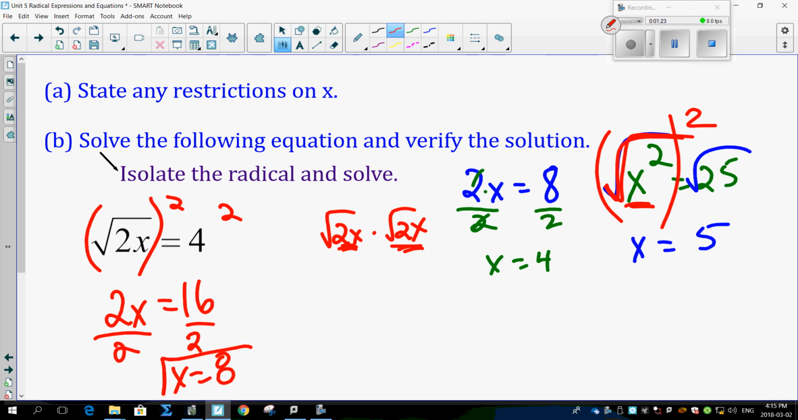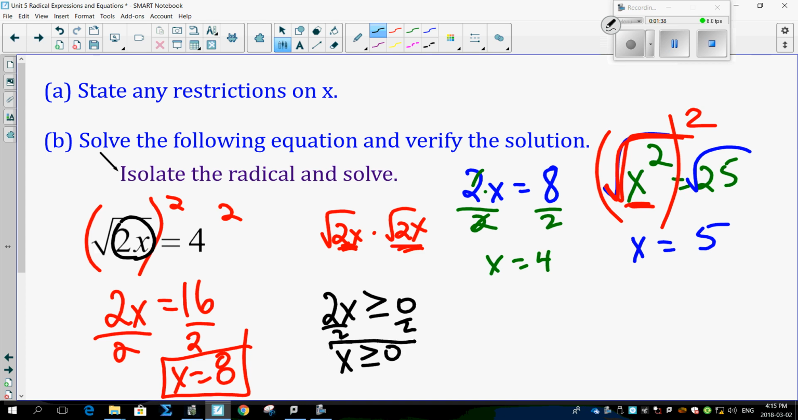Oh my goodness. But don't forget the restriction. We have a restriction underneath this radical sign, which says 2x has to be greater than or equal to 0. So the restriction is, of course, divide by 2, x has to be greater than or equal to 0. There's the restriction that goes along with this solution. And you ask yourself, is 8 actually greater than 0? It is. So that means this is a good answer.